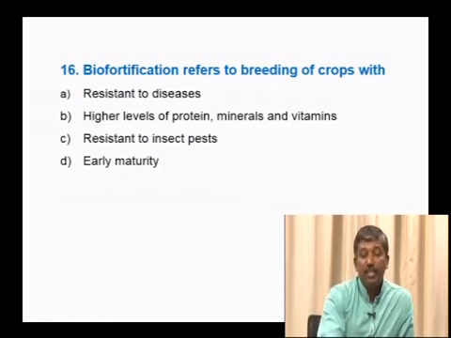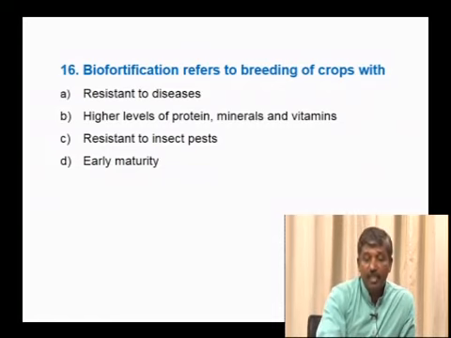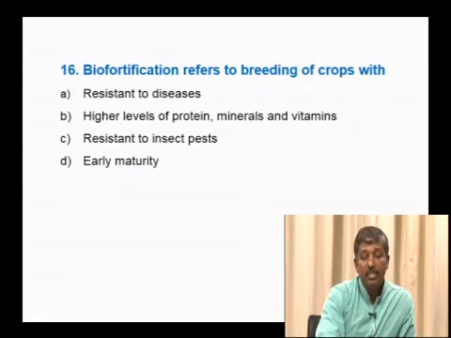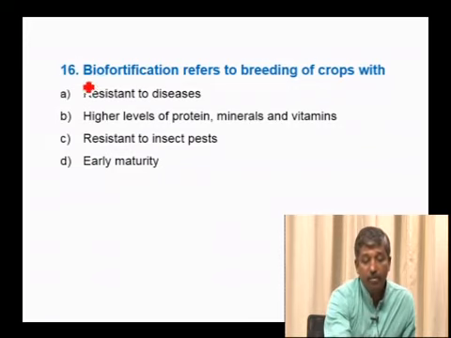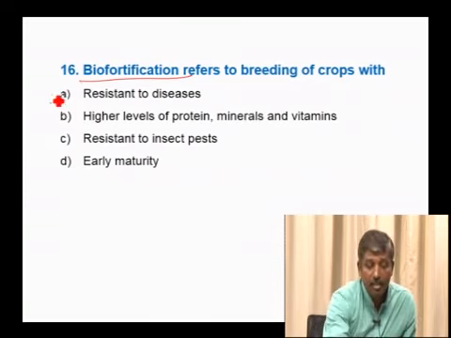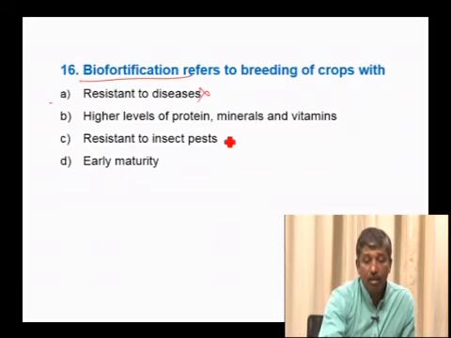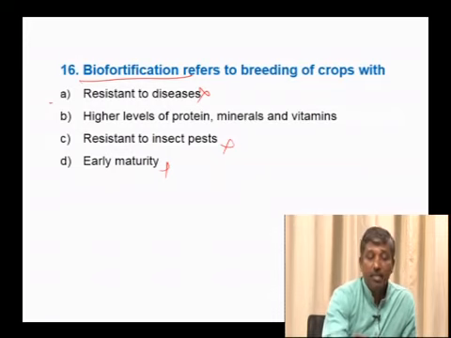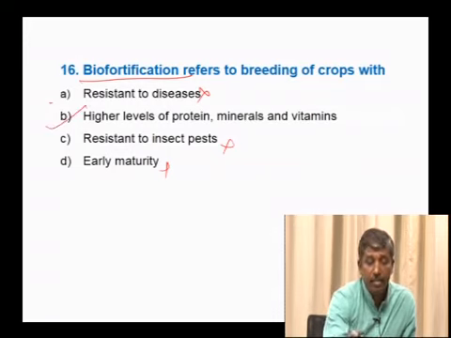Next, biofortification refers to breeding of crops with resistance to diseases, higher levels of protein, minerals and vitamins, resistance to insect pests, early maturity. So, we follow the biofortification method in order to increase the nutrient qualities of the crops, not for resistance to diseases or resistance to insect pests or even for early maturity. Hence, the correct option is higher levels of protein, minerals and vitamins.